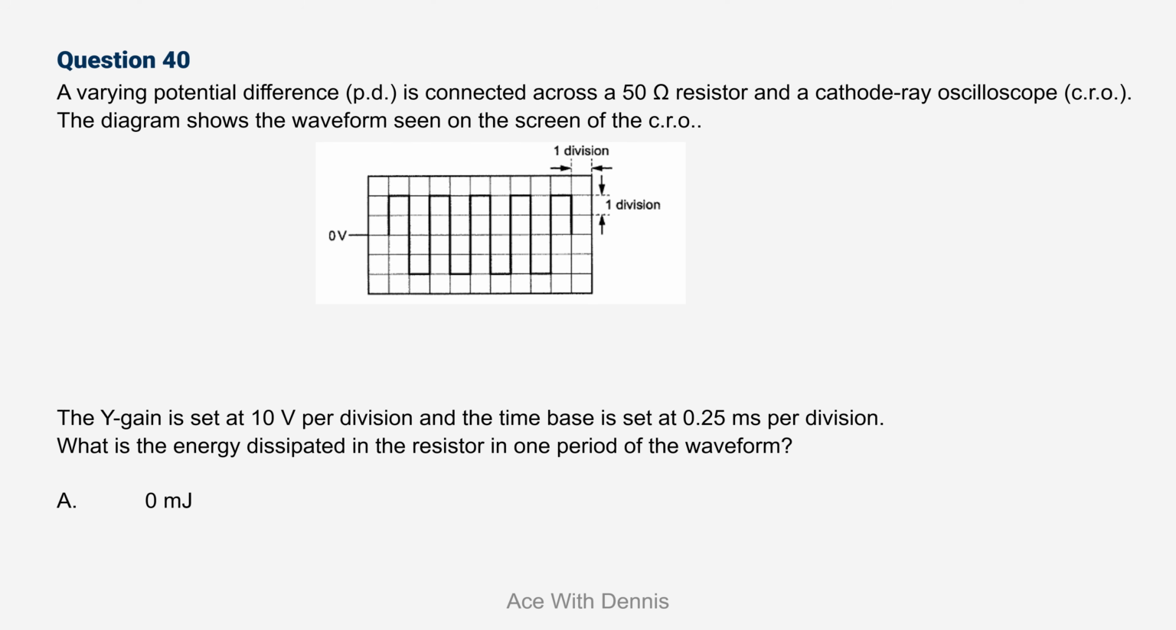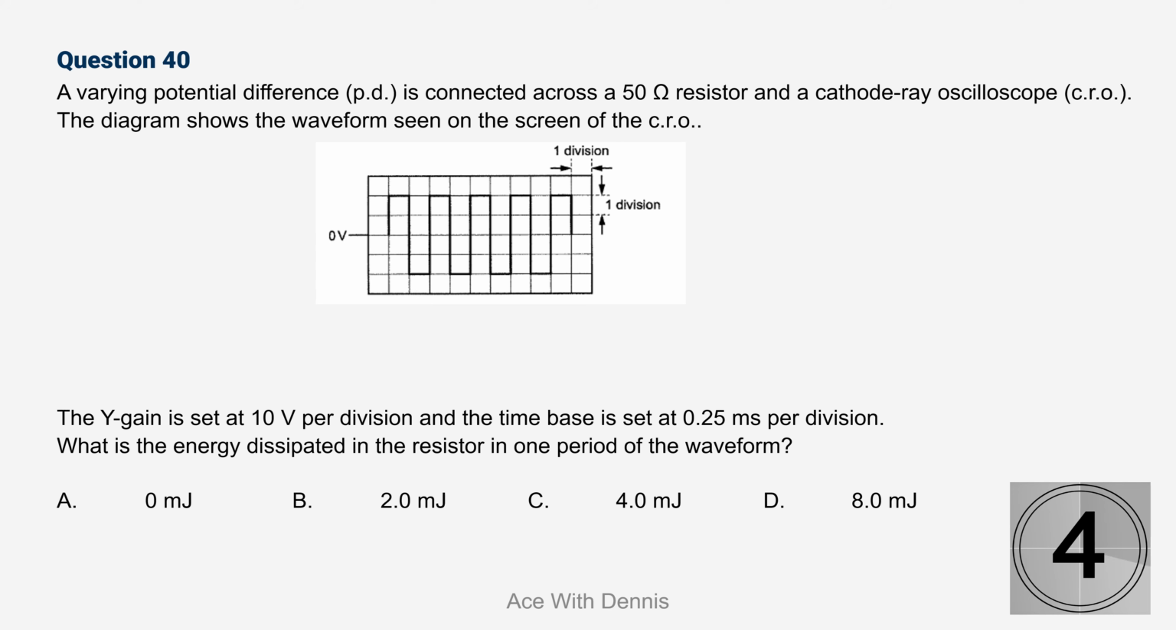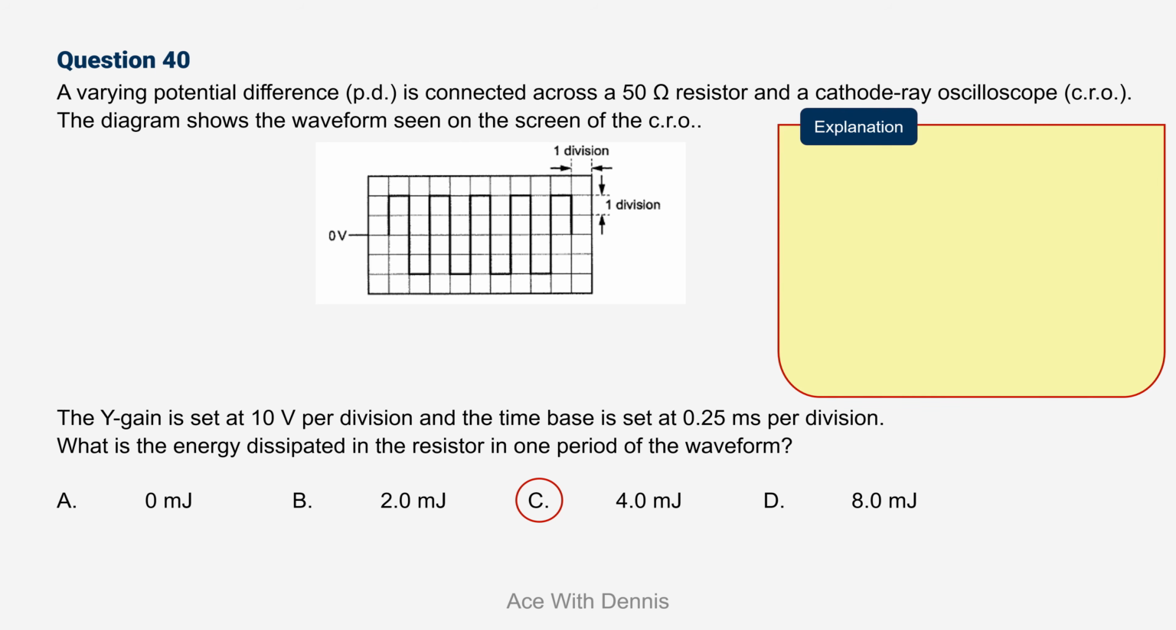A, 0 millijoules. B, 2.0 millijoules. C, 4.0 millijoules. Or D, 8.0 millijoules. The answer is C, 4.0 millijoules. So here is the explanation.